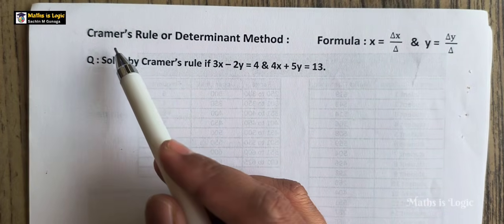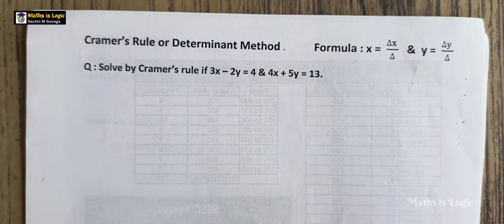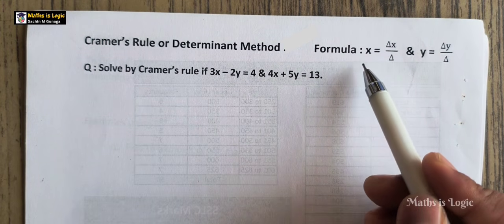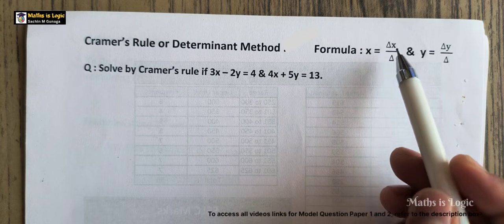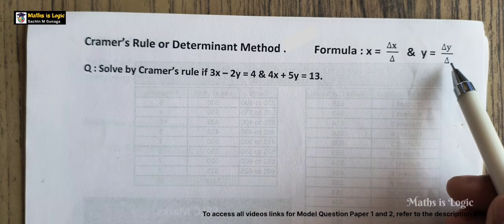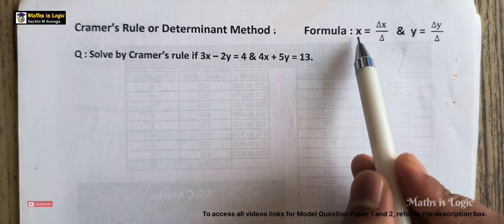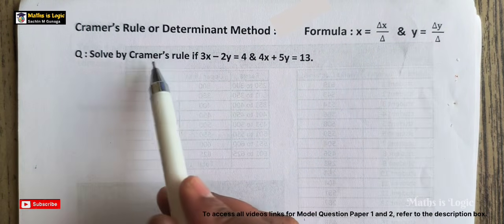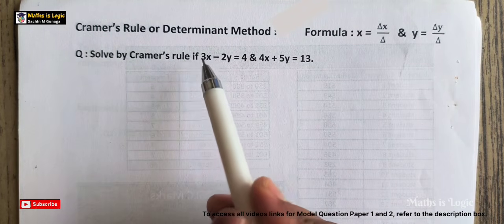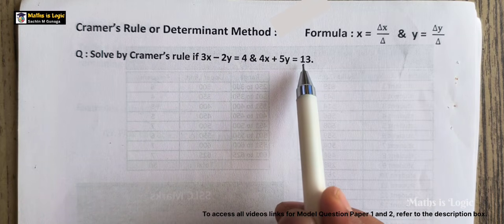Next part, Cramer's rule, also called the determinant method. By using Cramer's rule, we need to remember the formula. What is the Cramer's rule formula to find the value of x? Delta x divided by delta, and the y formula is delta y divided by delta. Now let us understand how to find the value of x and y by using Cramer's rule. Question: solve by Cramer's rule if 3x minus 2y is equal to 4 and 4x plus 5y is equal to 13.